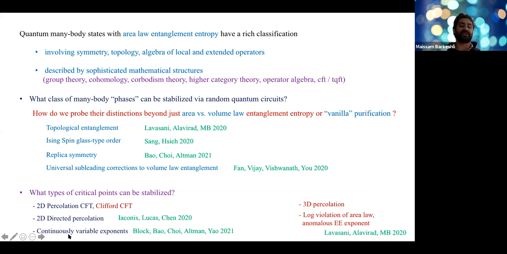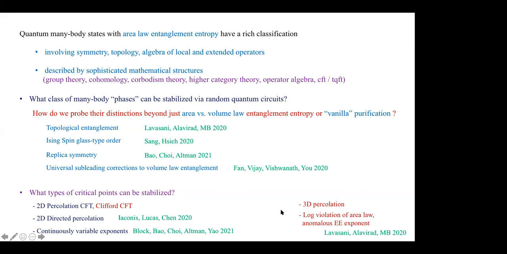Just very recently, there was a paper by Norm Yao and Altman and others at Berkeley, where they showed you can get continuously variable exponents if you include long-range interactions. So what I'm going to be describing in this talk is... Maissam, a quick question, because I'm completely ignorant.